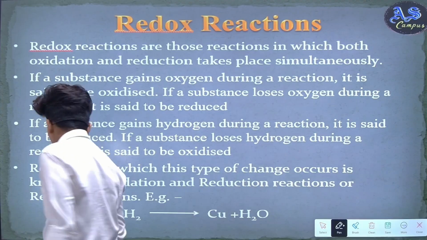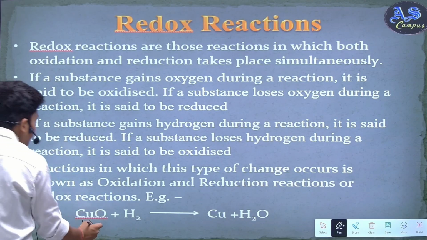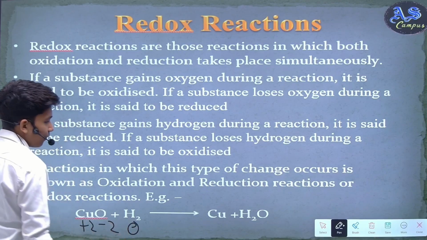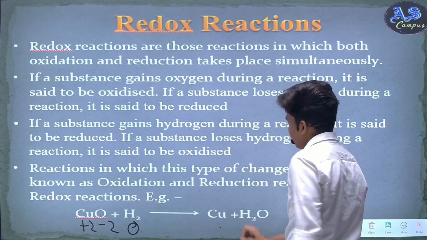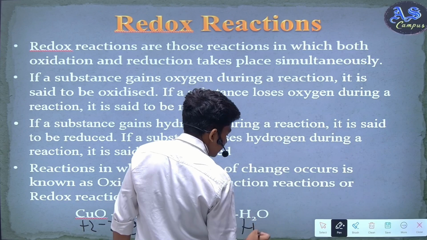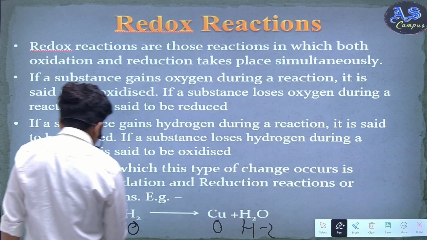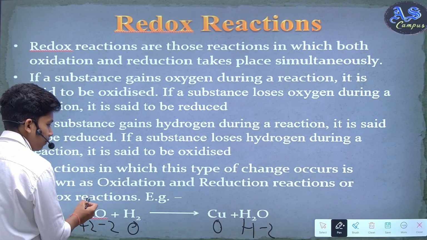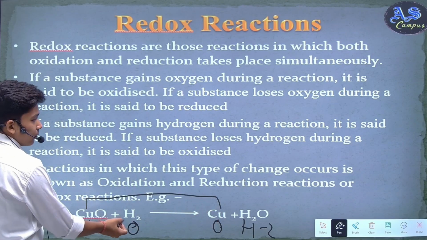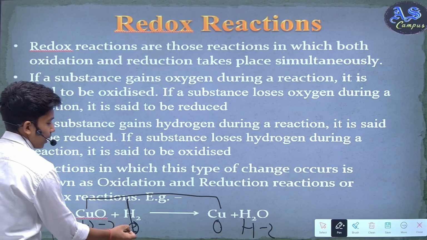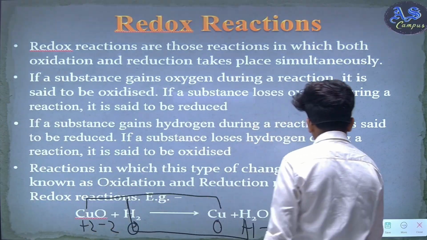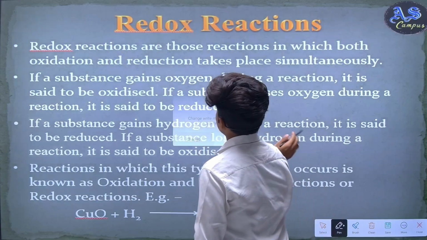So what is the valency of copper? It is +2. What is the valency of oxygen? It is -2. As hydrogen is single, we can put 0 here. Here copper is single, we will put 0 here. What is the valency of hydrogen? It is +1. What is the valency of oxygen? It is -2. So this copper was +2 before, now it is 0, so reduction is taking place. And this hydrogen was 0 before, now it is +1, oxidation is taking place. This was the example of a redox reaction.